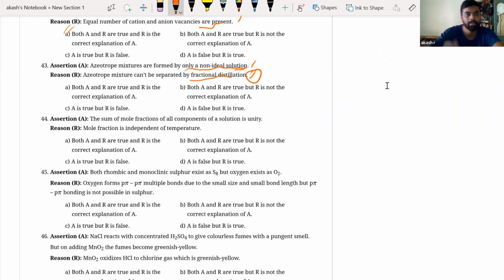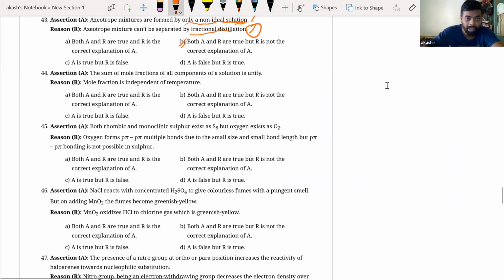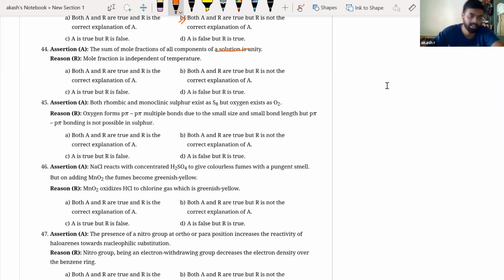Next, the sum of the mole fractions of all the components in a solution is unity. That we already know. Right? And mole fraction is independent of temperature. That is also correct. But these two are not even connected. Okay, so again, B is the answer.